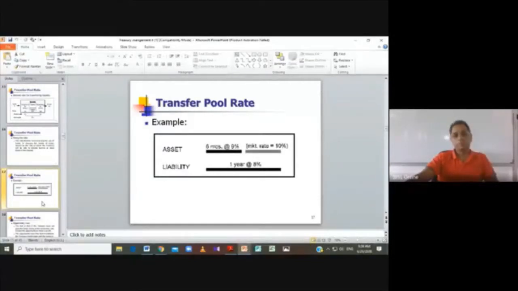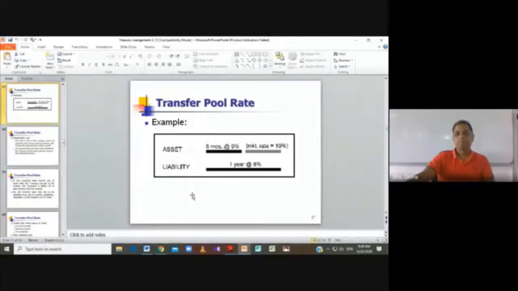So slide 17, we look at that. We have an asset at 9%, basically a lending at 9%, a borrowing at 8%, yeah, and then basically the market rate for a liability at 8%, basically. Okay.